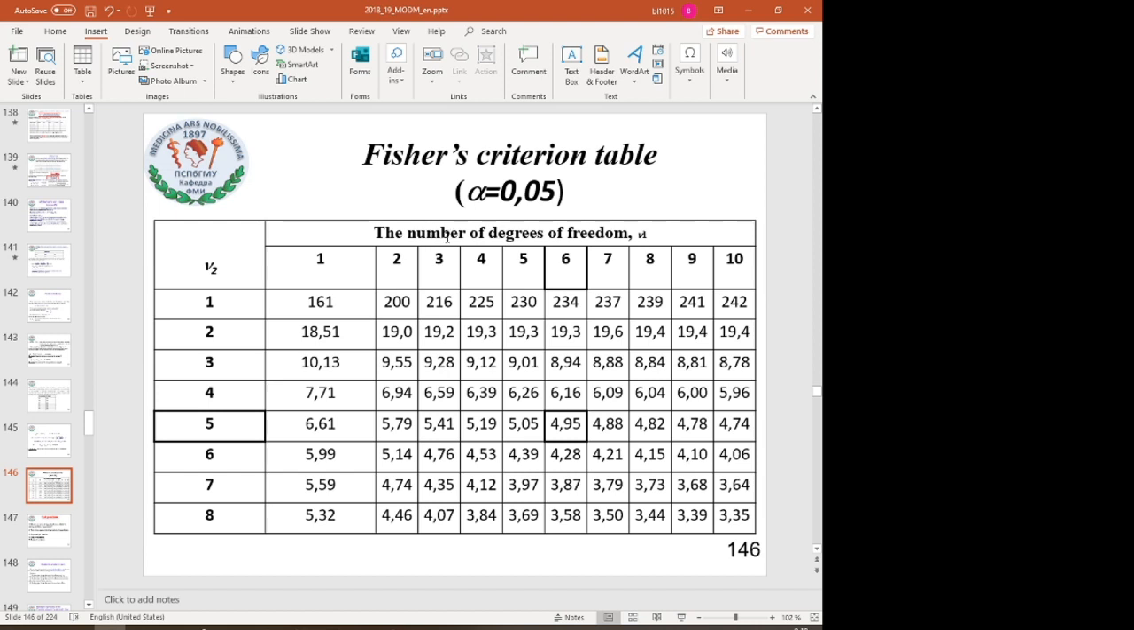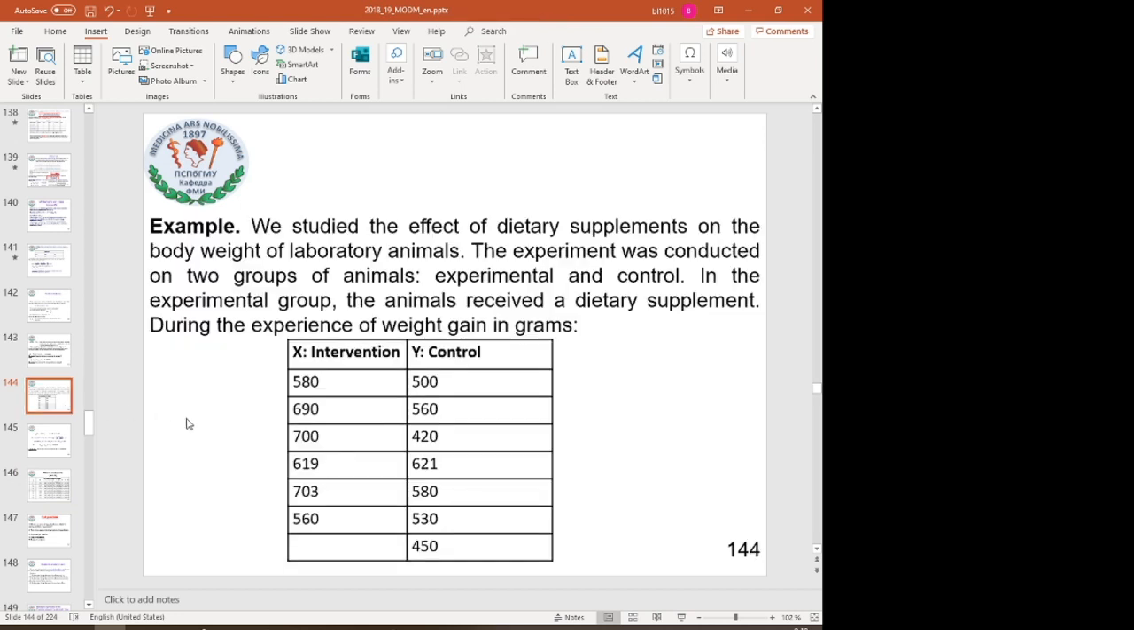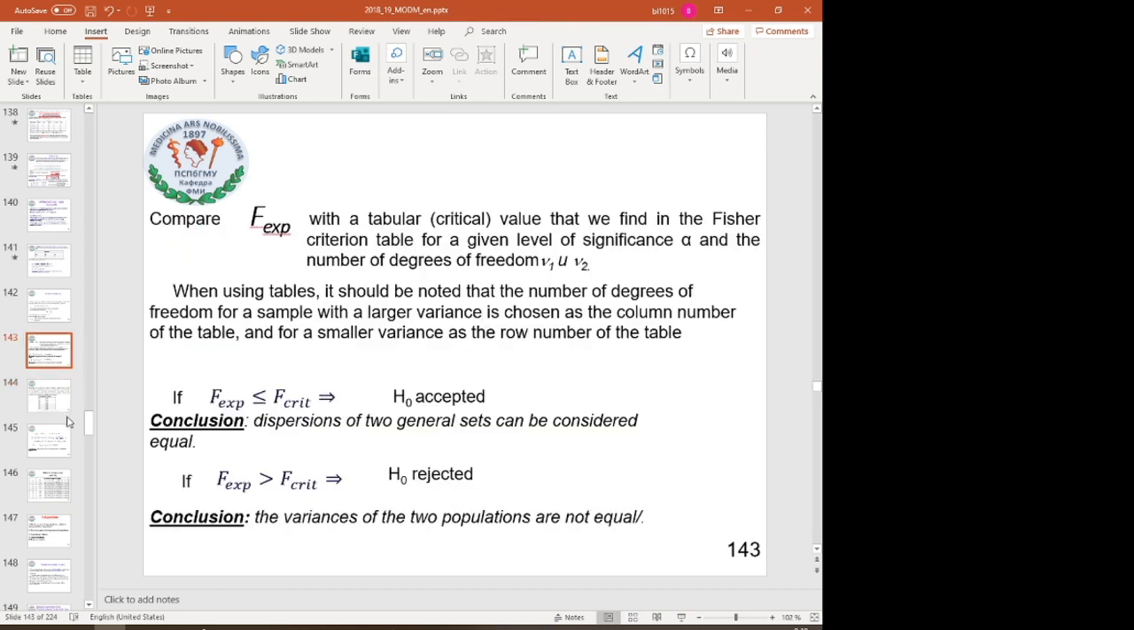What is in the table? The heading of the columns is the degrees of freedom for the sample with bigger variance, and rows are denoted. The first column is the number of degrees of freedom for the second sample that has less variance. In our example, I remind... we don't have an example, I'm sorry.